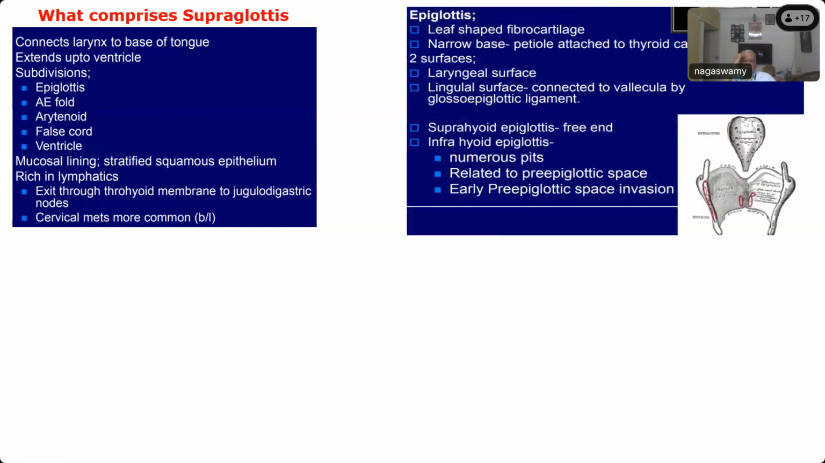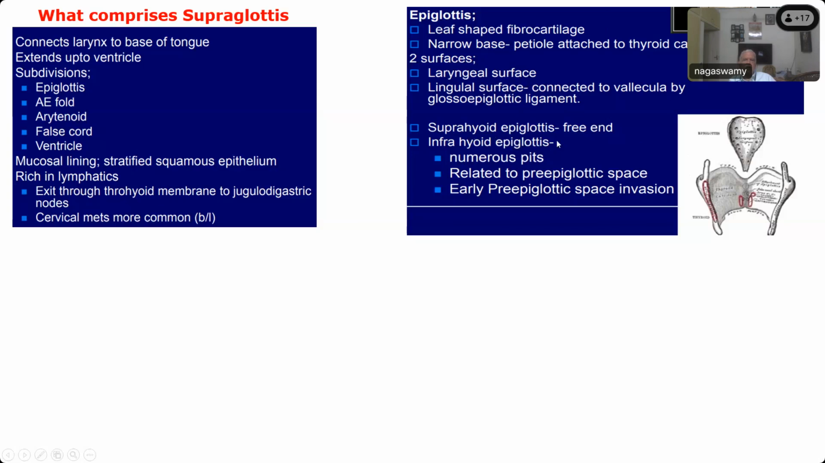The epiglottis, of course, all of you know, is a leaf-shaped fibrocartilage. It's not a simple cartilage, it's a fibrocartilaginous structure. It has a narrow base and is attached to the thyroid cartilage. It has two surfaces, a laryngeal surface and a lingual surface. So the nerve supply to these two areas is slightly different. The laryngeal surface and lingual surface are supplied by different nerves.